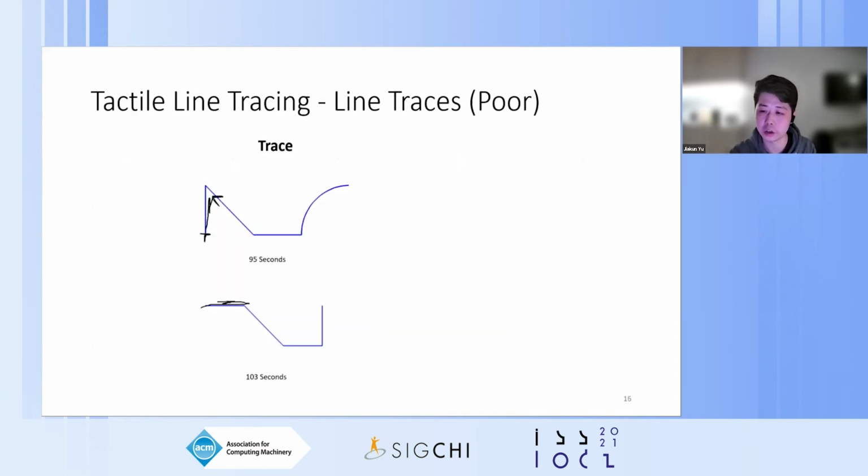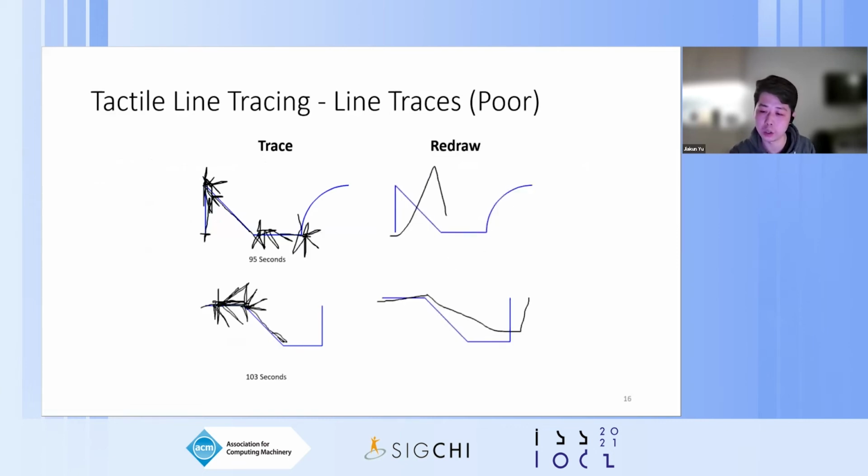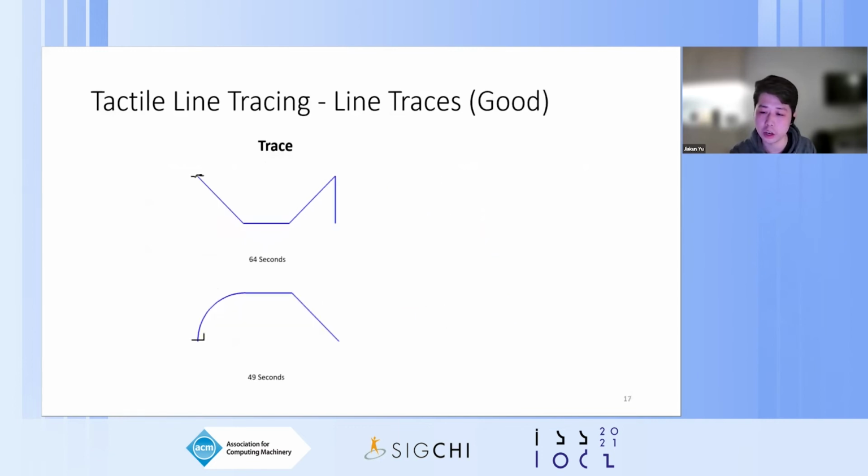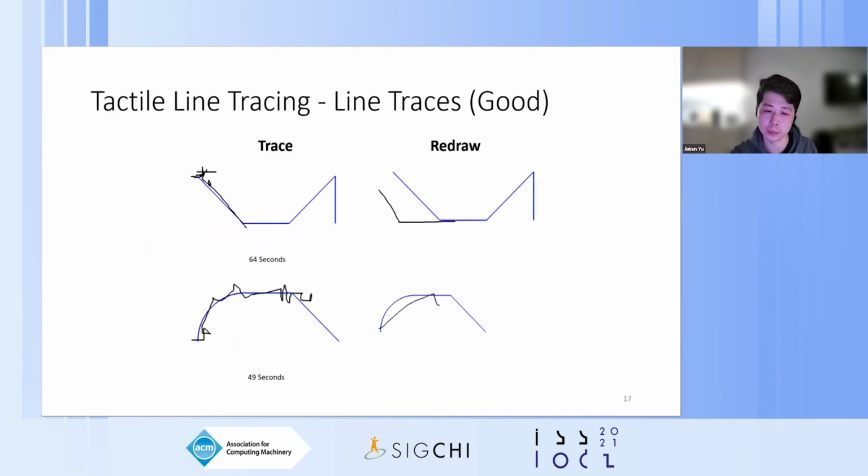So here is a section of poor line tracing. As you can see, many people utilize a star or compass bearing technique when they got lost. And here are the results of the redraw from those lines. Here is a section of good line tracing. And here was the resulting redraw from those lines.